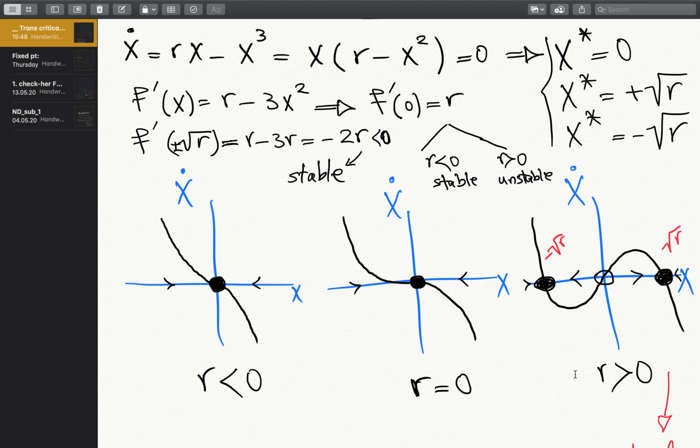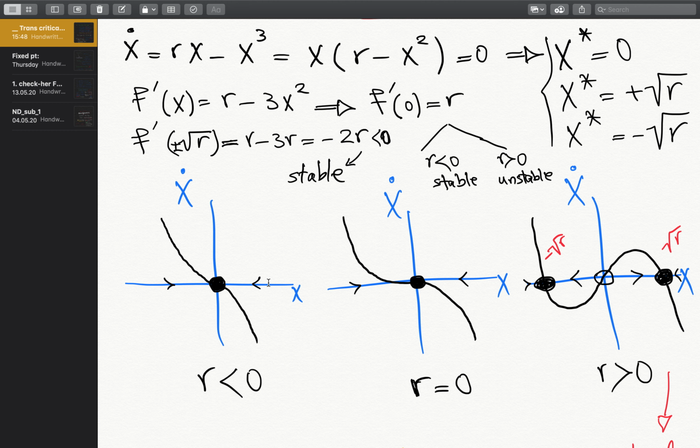However, when r is positive, you have this diagram. You have 3 points, 3 intersections. You see that here f prime depends on r, right? If r is positive, then minus 2r is negative, therefore it is stable. So for this and for this, you see that these are the square root of r and minus the square root of r. For x dot, they are positive and the origin is unstable.